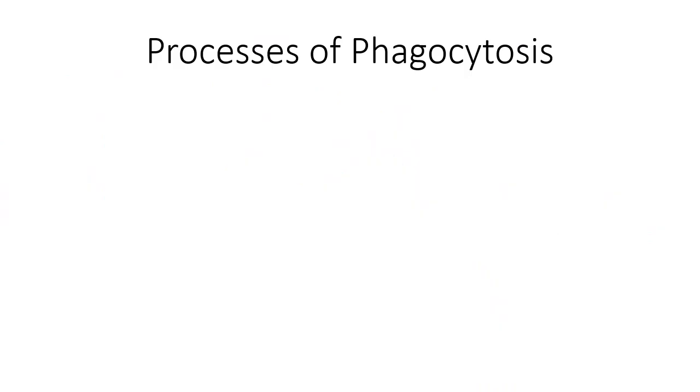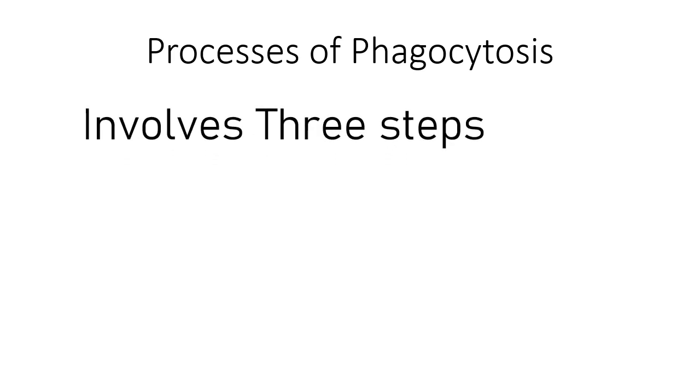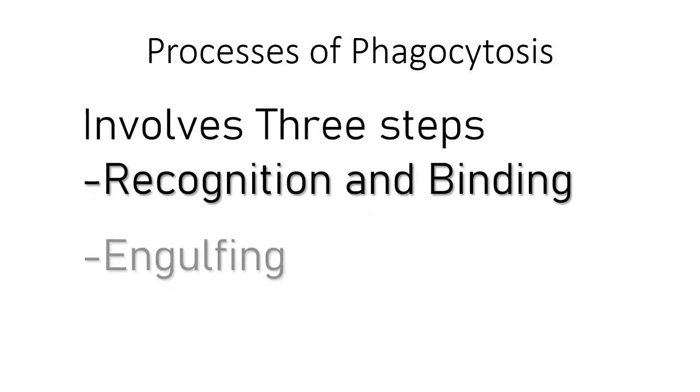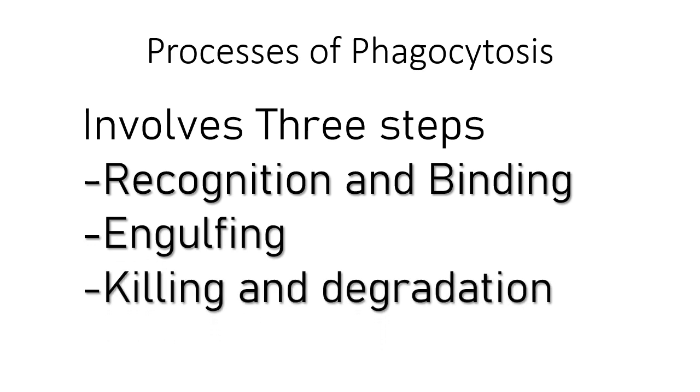Talking of phagocytosis, this is simply a mechanism that is adopted by our body to help us fight against body infections such as viral, fungal, and bacterial. So we have three main steps of phagocytosis that are involved, and these steps are recognition and binding, engulfing, killing, and degradation.